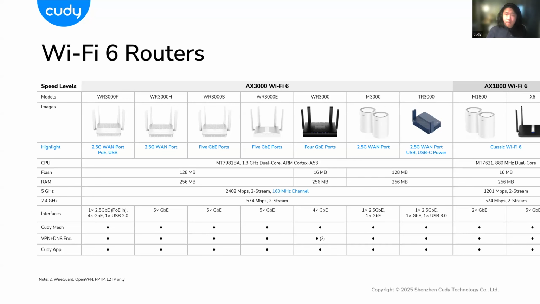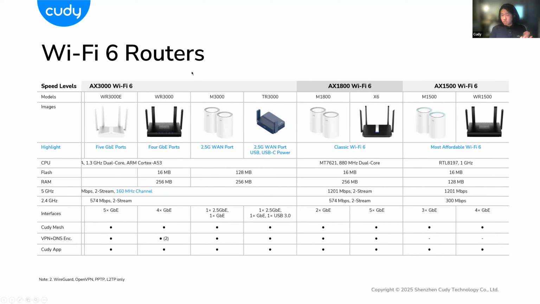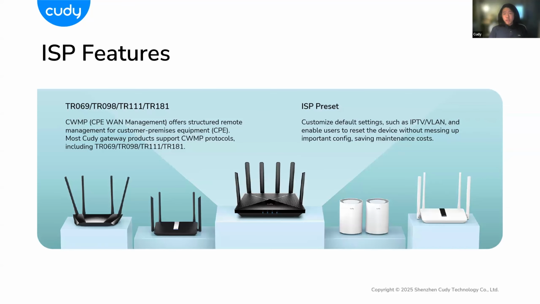We also have some classic X1800 Wi-Fi 6, but we don't recommend that one anymore because it's not very cost efficient. And we also have a very affordable Wi-Fi 6, the X1500. It gives you the features of Wi-Fi 6, but almost with the price of Wi-Fi 5. Also very capable. So that finishes introducing the Wi-Fi routers and some of their features.